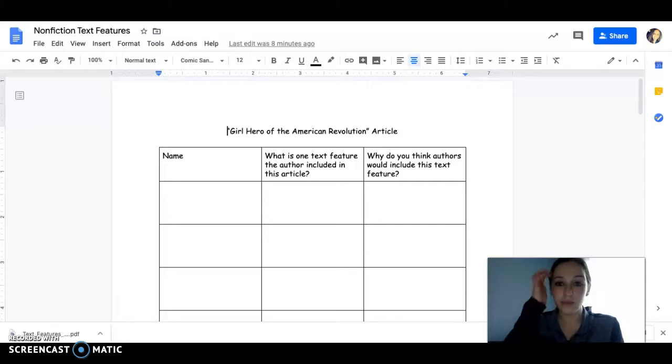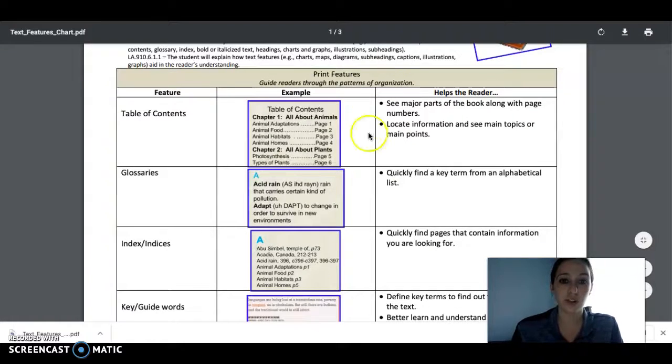In this writing unit, you guys are going to be writing your own informational books about the American Revolution. So in order to write about these things, you need to make sure that you understand what it is that informational writers do. And a big thing that you need to include in your book is going to be text features. So take a look at this chart.